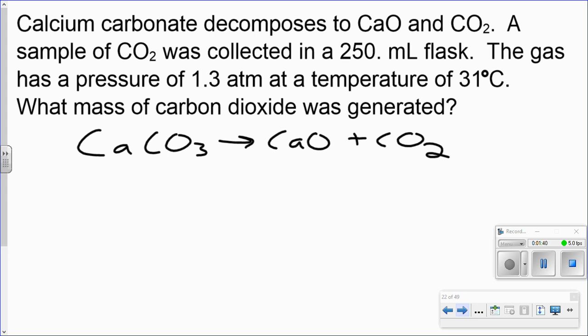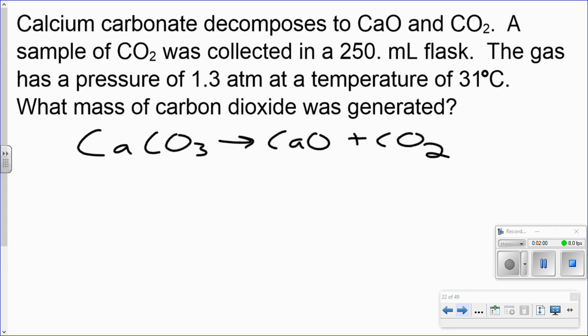A sample of CO2 is collected in a 250 milliliter flask, so there's a volume there. Now don't forget, if a sample of gas is collected in a flask, it's going to occupy the whole flask, so 250 milliliters we can use not only as the volume of the flask, but also the volume of the gas. The gas has a pressure of 1.3 atmospheres and a temperature of 31 degrees Celsius. What mass of CO2 is created?